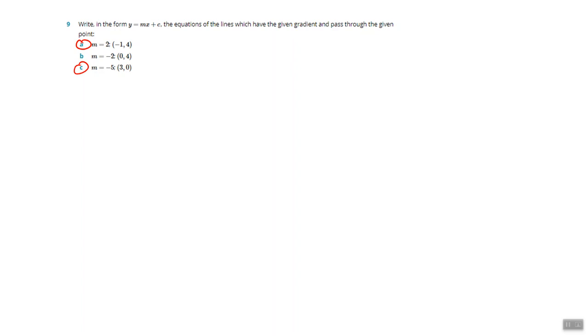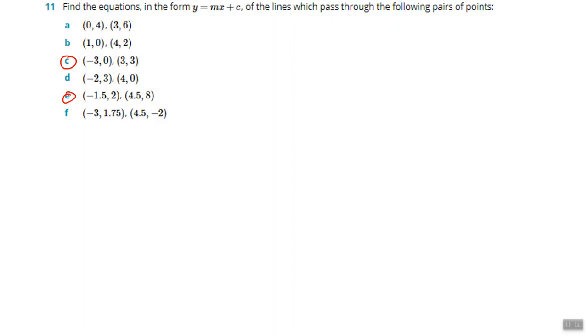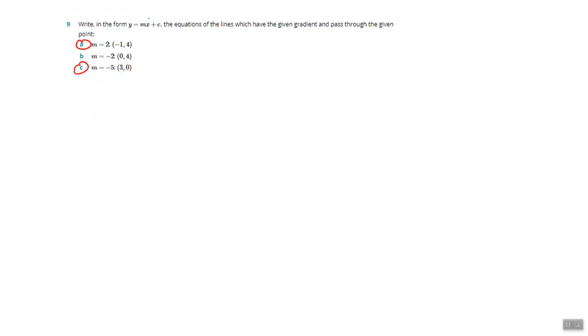This is for 11 Methods. We're going to look at exercise 2C, question 9 and question 11. Okay, so for question 9, we want to write in the form y equals mx plus c, given the gradient and a point that passes on the line.